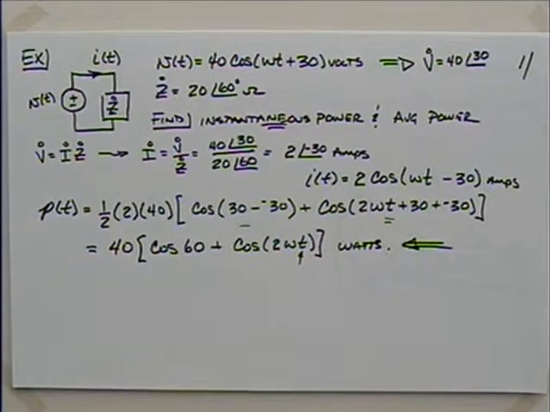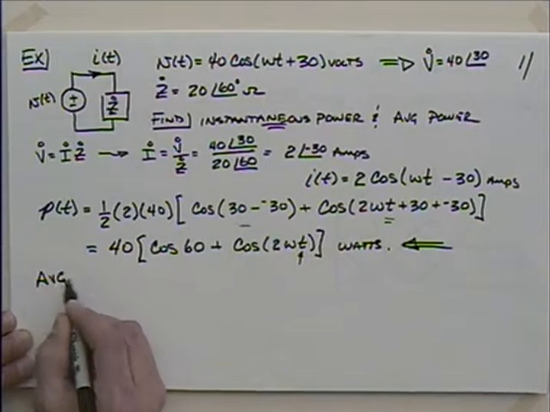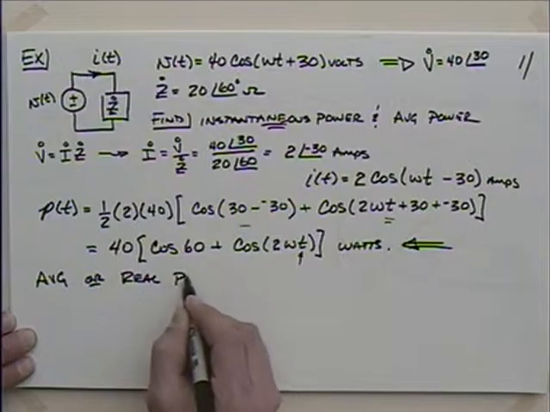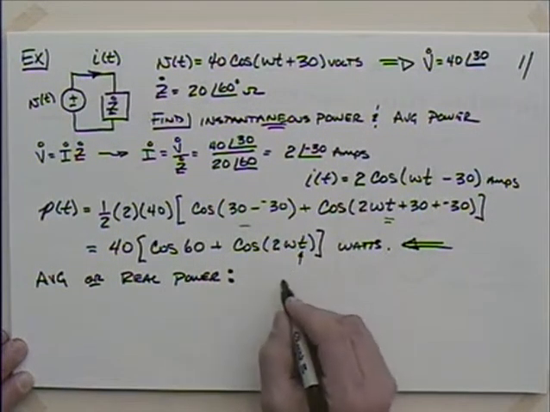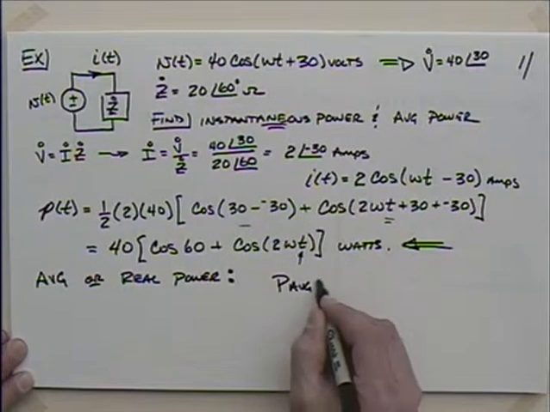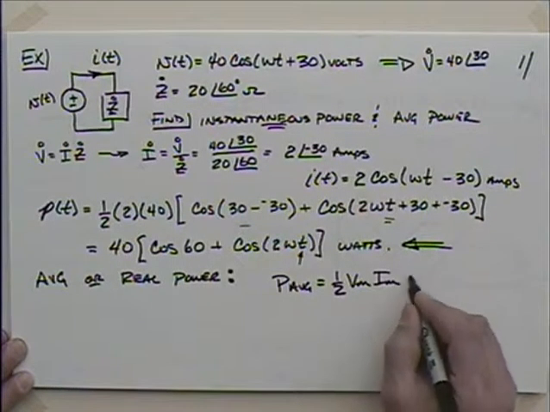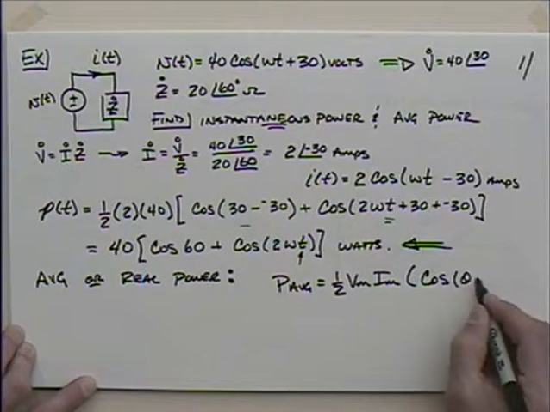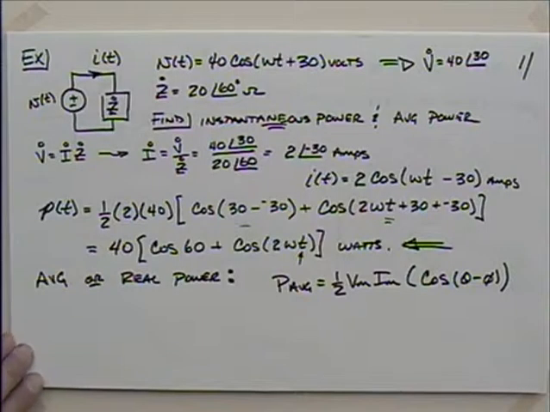Like I said, that's probably the only example I'll ever do with instantaneous power. We do a lot more with average power. So let's look at average, or maybe real power, it goes by both names. We had an expression where average power was equal to 1/2 times the magnitude of the voltage times the magnitude of the current times the cosine of theta minus phi. You remember that?